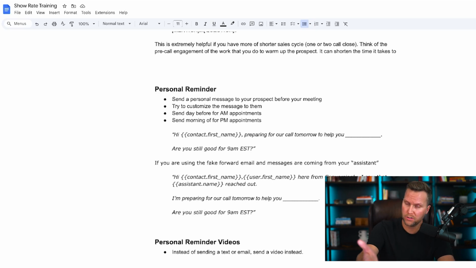What we want to do with the personal reminder messages is send a personal message to the prospect before the meeting. All right, try to customize the message as much as you can to them so they do not think that it is automated. And what I recommend is something like: hey, just want to make sure that you show up to the meeting tomorrow. Just a quick reminder. I'm personally touching base, right? Heads up, there are going to be other automated messages that go out. This is me personally touching base, right?